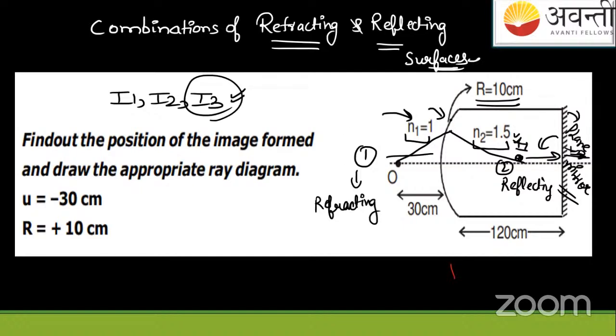For this again there is a reflecting surface. So it may happen that again and again refraction, reflection, refraction, reflection will go on. So what they're saying is, you only have to find the first refraction, reflection, and refraction, the I3 image. So they're asking up to the third image. Okay? Got it?